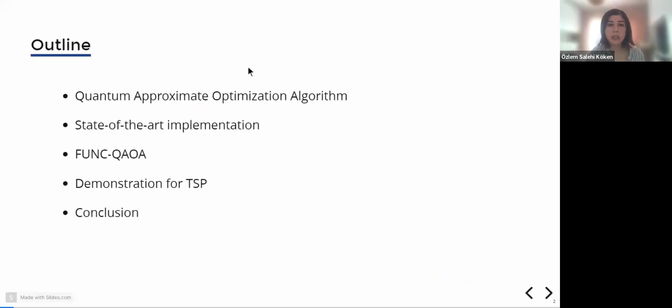Here's a brief outline of my talk. I will first talk about the quantum approximate optimization algorithm, QAOA in short, which is a popular quantum optimization algorithm for NISQ era quantum computers for solving combinatorial optimization problems. I will talk about the state-of-the-art implementation for QAOA. Then I will present our newer approach called Functional QAOA and how it brings some advantages over the current state of the art. I will demonstrate this for the traveling salesman problem. And finally, we will conclude.